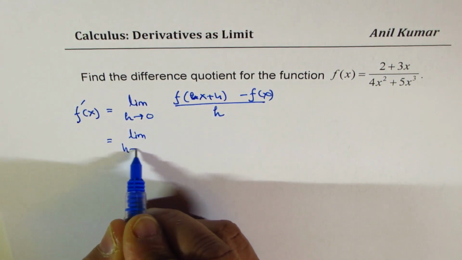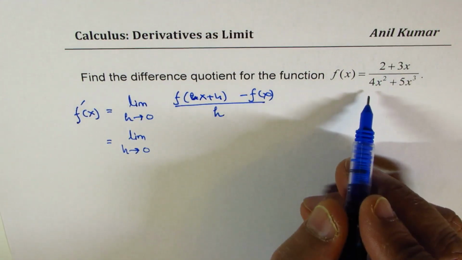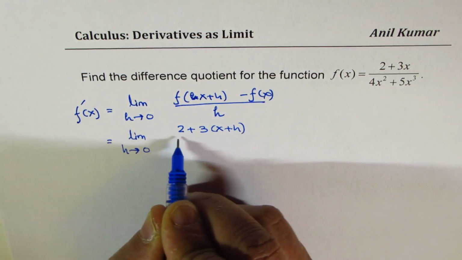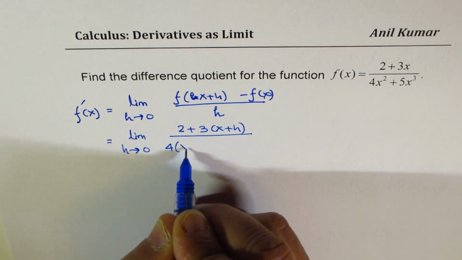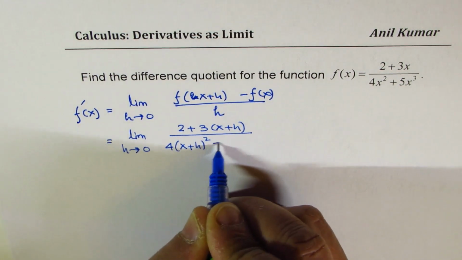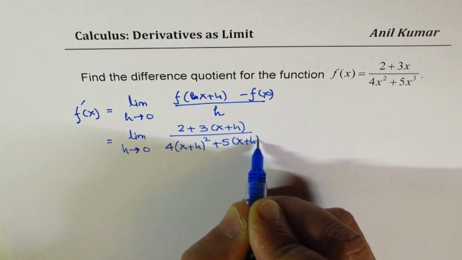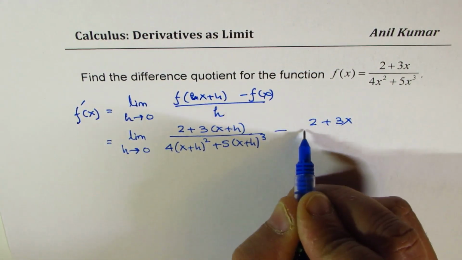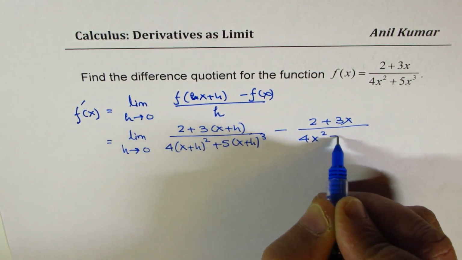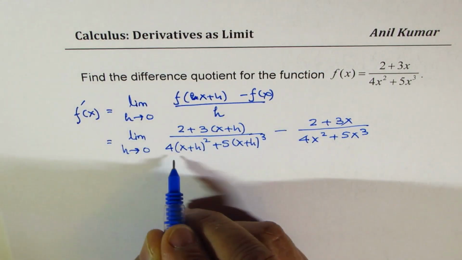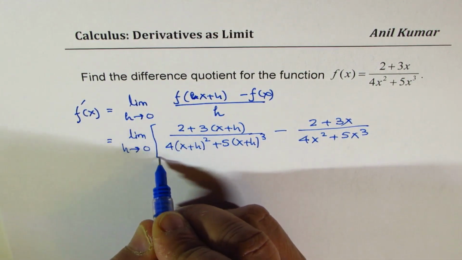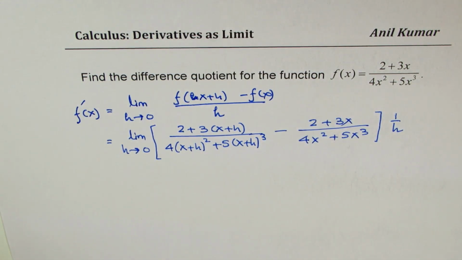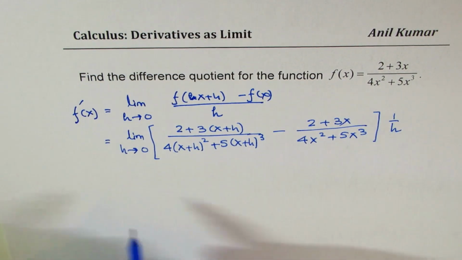So it becomes the limit as h approaches 0. We replace x with x plus h in the function, so we get (2 plus 3 times (x plus h)) over (4 times (x plus h) whole squared plus 5 times (x plus h) whole cubed), minus the function, that is (2 plus 3x) over (4x squared plus 5x cubed). Everything divided by h, I'll write like this, so as to save some space.